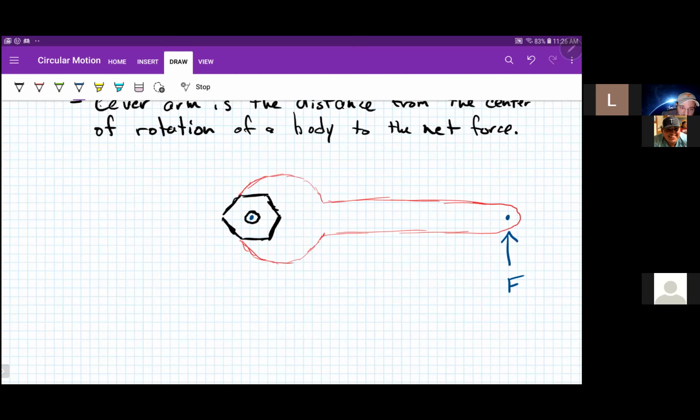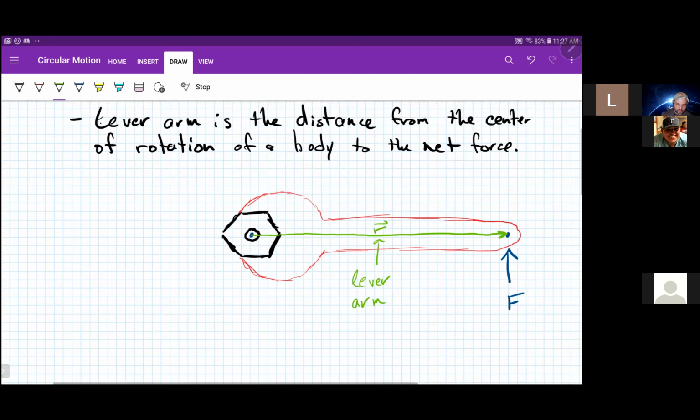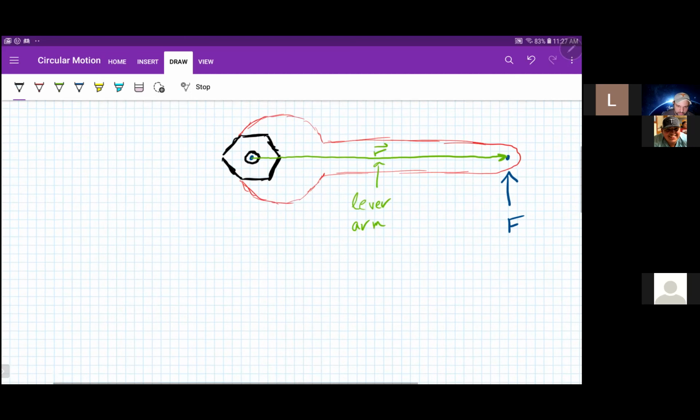The distance from the center of that bolt to where I'm applying my force, F, that's my lever arm. We can call that R, but that's the lever arm. Now that we understand what that is, the torque then, we use the Greek letter tau in this class. That's the Greek letter tau.